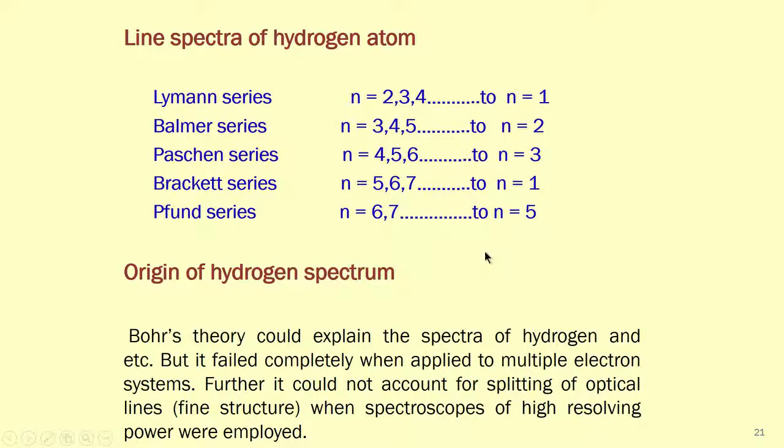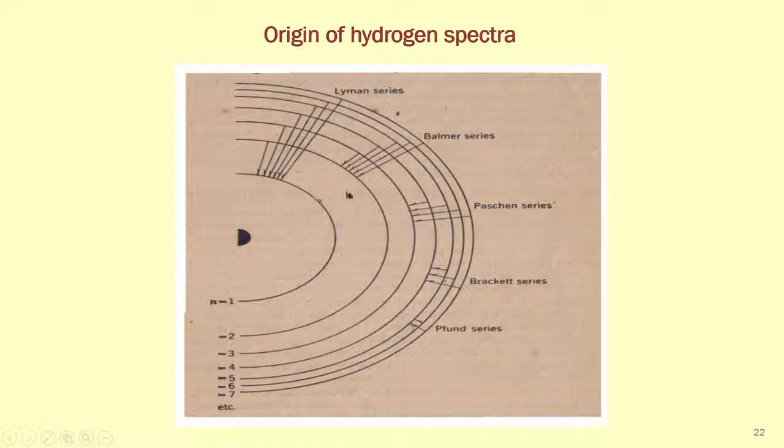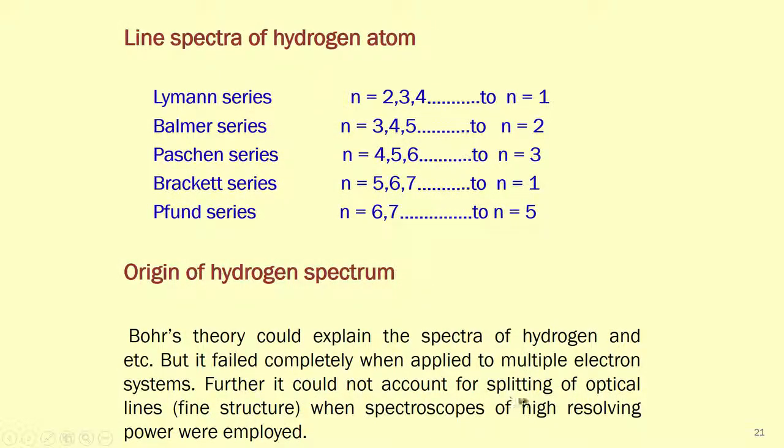So, this is the origin of line spectrum, etc. And with spectroscopes of higher resolution, what happens is any line in a high resolution spectrum, instead of showing 4, it would show 8 or 10. Then we do not know how to interpret. So, Bohr's theory could not explain the extra lines that appear when spectroscopes of high resolving power were employed. So, that is where the failure of Bohr's theory lies, and then there was some slight improvement in the understanding of the atomic structure by Sommerfeld theory, that we will see in the next class.